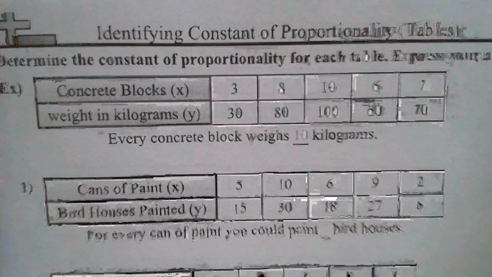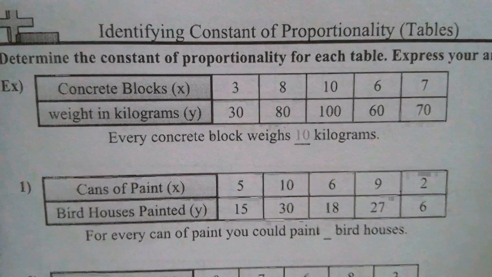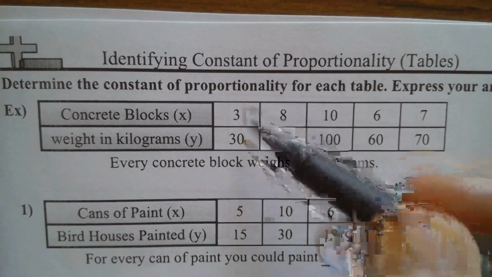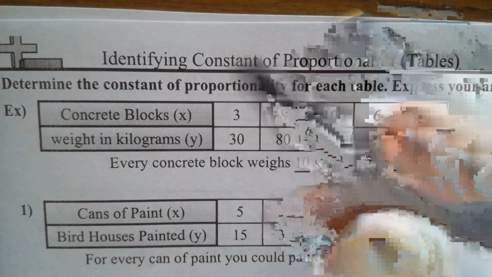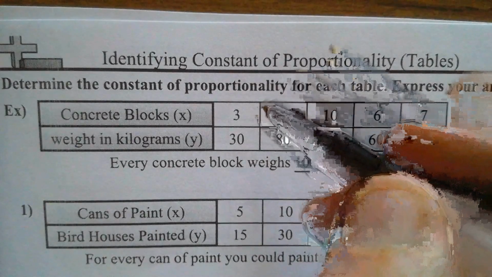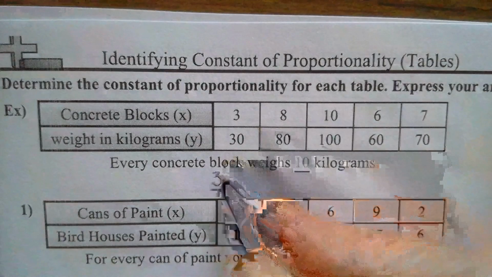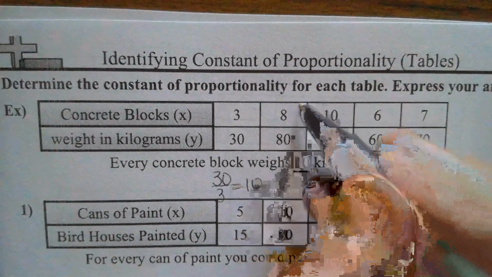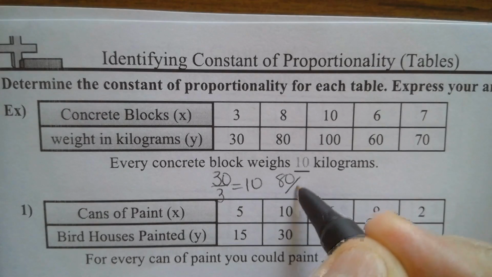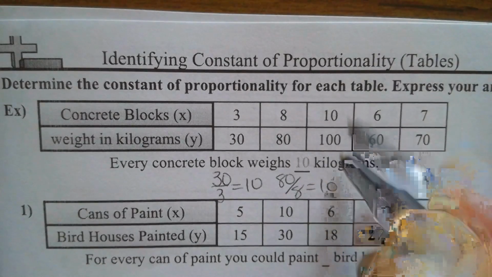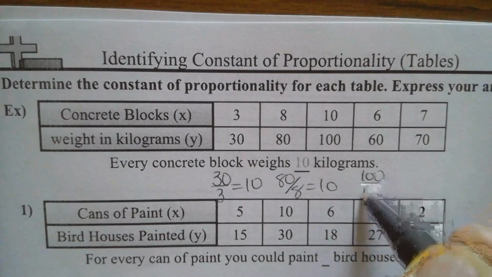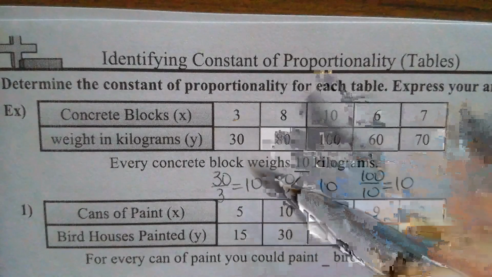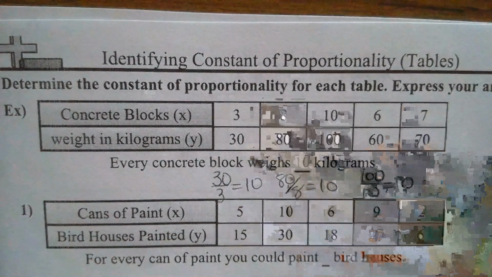Okay, finding the constant of proportionality. Let's start with what we already know. We learned that in order to see if a table is proportional, we do a division. So we'll do 30 divided by 3, and we get 10. And we do 80 divided by 8, and we get 10. And we do 100 divided by 10, and we get 10. So you're getting the point that the ratios are the same.